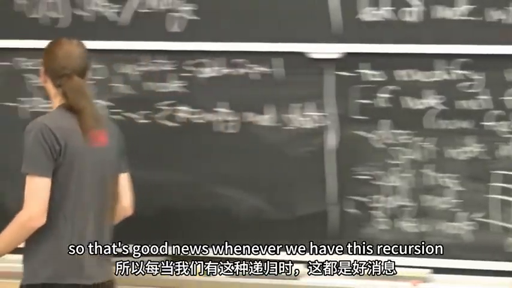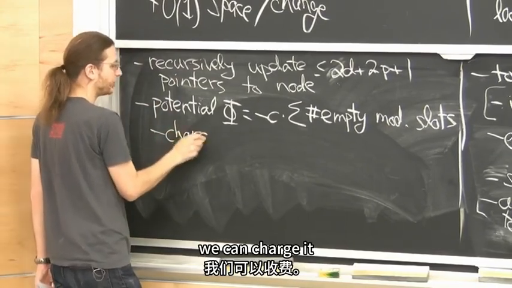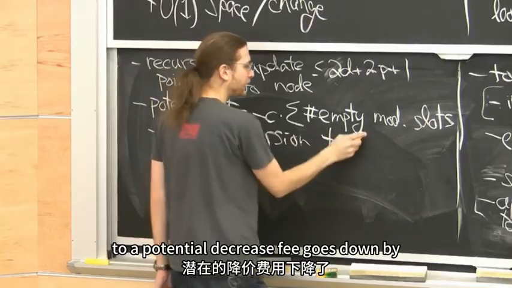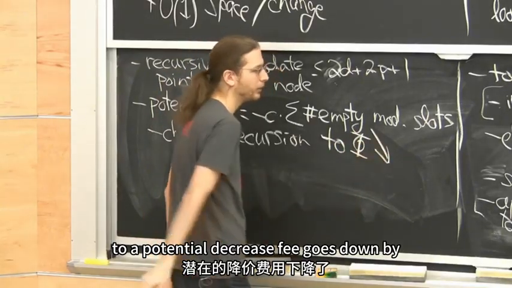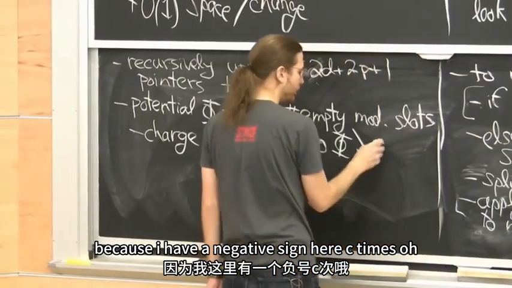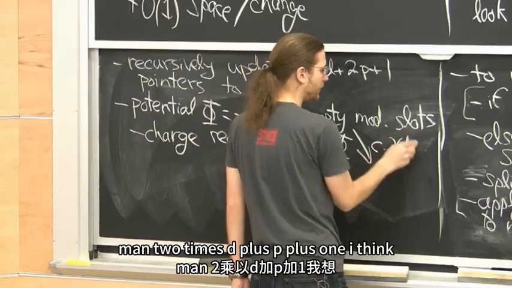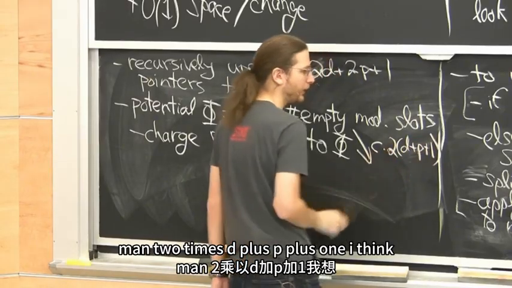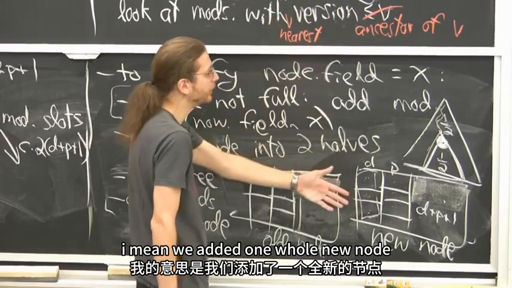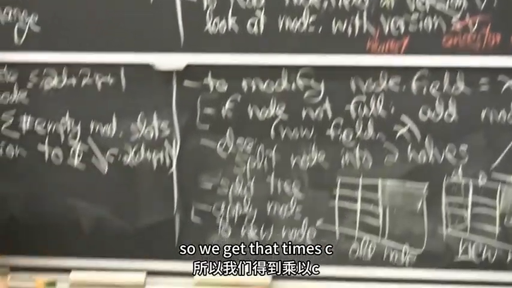So that's good news. Whenever we have this recursion, we can charge it to a potential decrease. Phi goes down by, because I have a negative sign here, C times 2 times D plus P plus 1, I think. Because there's D plus P plus 1 space here, D plus P plus 1 space here. I mean, we added one whole new node, and the total capacity of a node in mods is 2 times D plus P plus 1. So we get that times C.